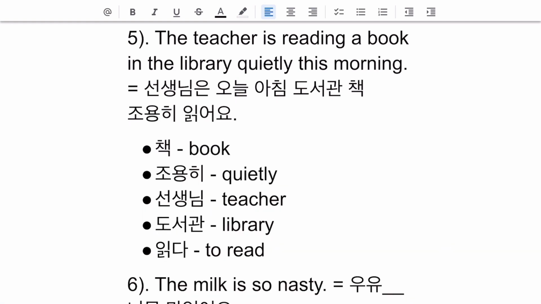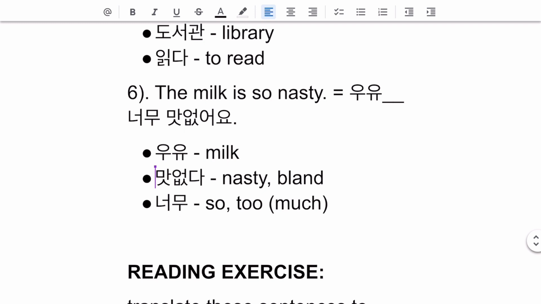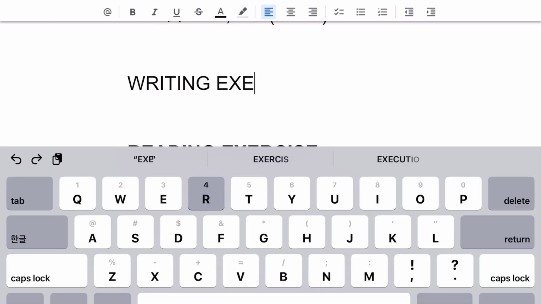And then this part right here, this morning is the word today, 오늘, plus morning, 아침. But together, it means this morning. And number 6, 우유 너무 맛 없어요. Which one do we do? 우유는. Perfect. All right, now we'll do the writing exercise.